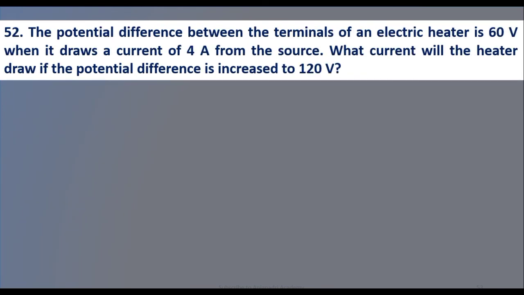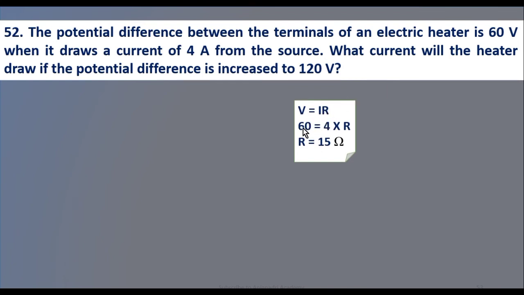The potential difference between the terminals of an electric heater is 60 volt when it draws a current of 4 ampere from the source. What current will the heater draw if the potential difference is increased to 120 volt? Here the resistance value is not given. First find the resistance value from the first sentence. After that, using that resistance you can find the current value. See the procedure. Here V is equal to IR.